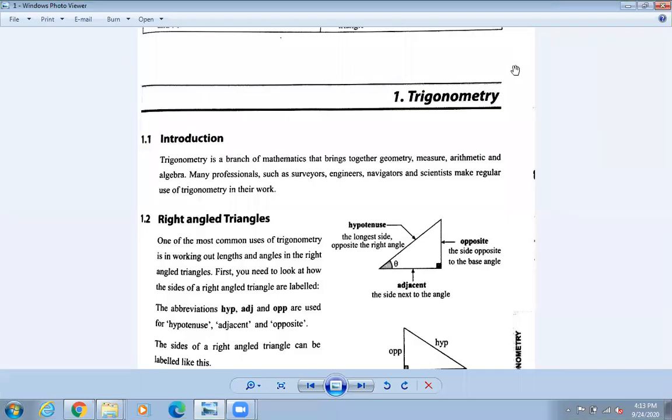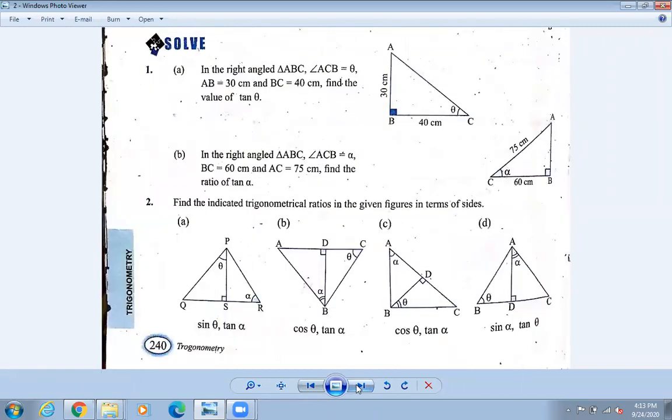Morning everyone. So again today we are going to continue our trigonometry chapter. Here we are going to continue from page number 240. Please turn your books, all of you. Page number 240. Okay. So last time we have done number solve.